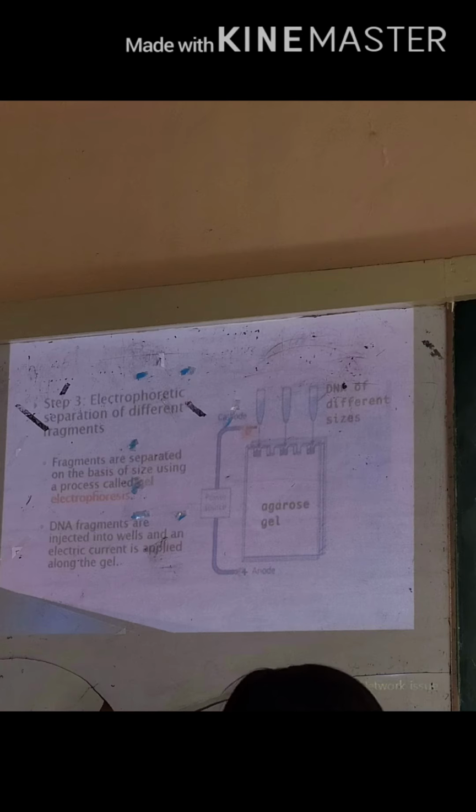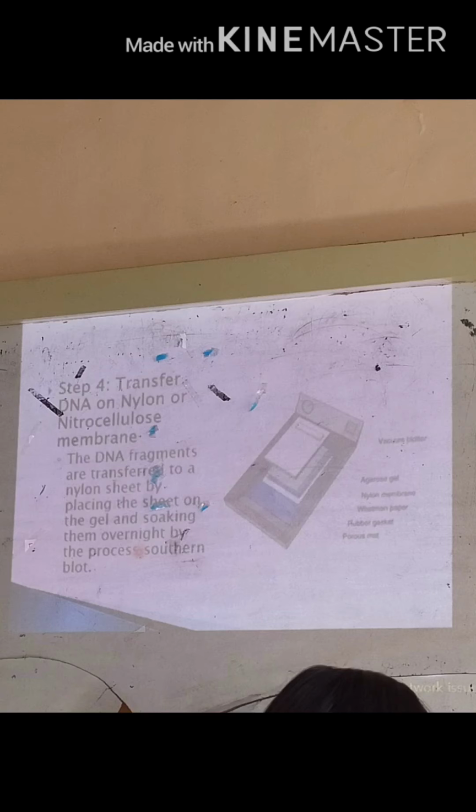Step 3, electrophoretic separation of different fragments. Fragments are separated on the basis of size using a process called electrophoresis. DNA fragments are injected into wells and an electric current is applied along the gel. Step 4, transfer of DNA onto a nylon or nitrocellulose membrane. The DNA fragments are transferred to a nylon sheet by placing the sheet on the gel and soaking them overnight, by the process called blotting.